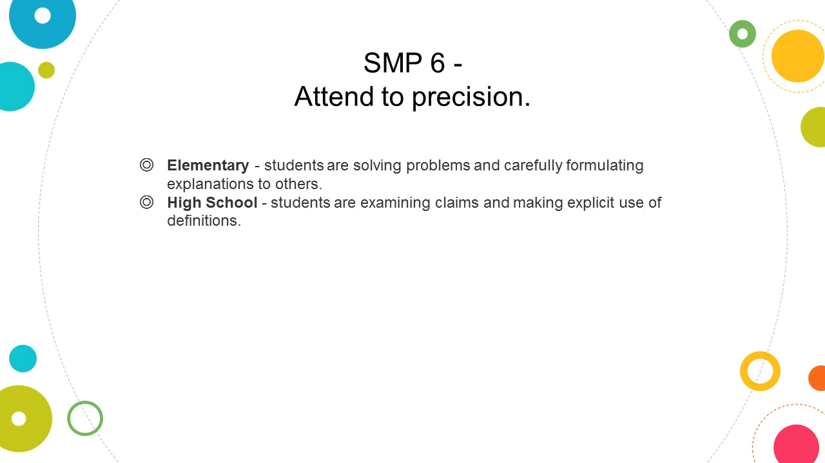These are just two examples for mathematical practice number 6. Elementary students are able to solve problems and explain their thinking to others. In secondary, students can examine claims and make explicit use of definitions.